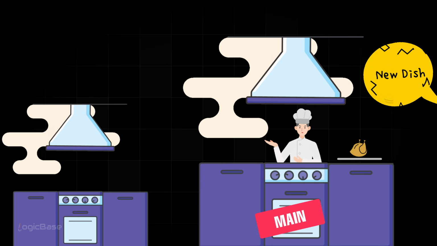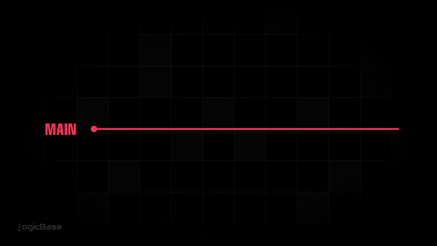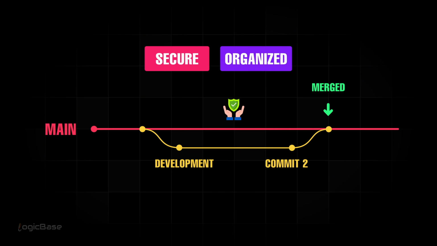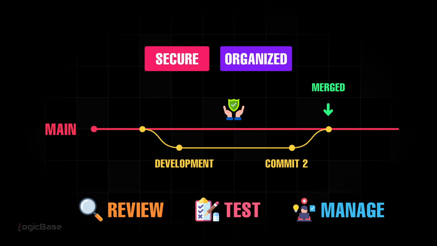Git works exactly the same way. Instead of making changes directly in the main branch, you create a separate development branch where you test and commit all your changes. Once everything is stable and verified, you merge that branch back into the main branch. This ensures your main project stays safe, while new features can be developed and tested without breaking anything. In short, branching in Git provides a secure and organized intermediate step that allows you to review, test, and manage changes before merging them into the main codebase.